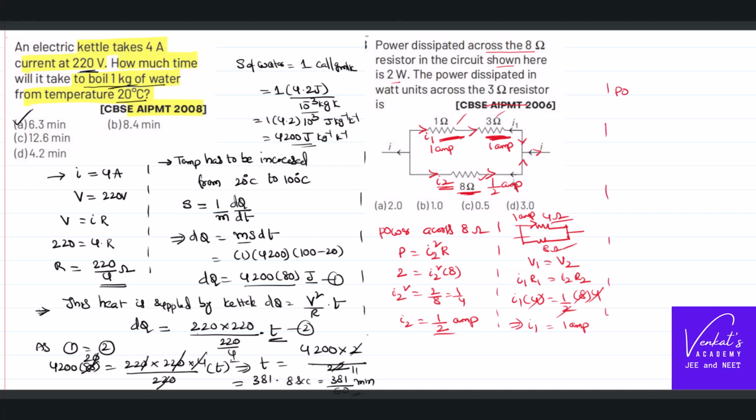So power across 3 ohms is again the same formula. Power equal to I square R. Across 3 ohms what's the current passing is I1. I1 square into R. But I1 is 1, square. Resistance, as you want across 3 ohms, 3. 1 into 3 that is equal to 3 watt. So the power dissipated across that is 3 watts.